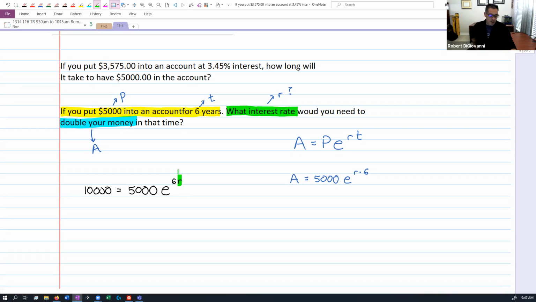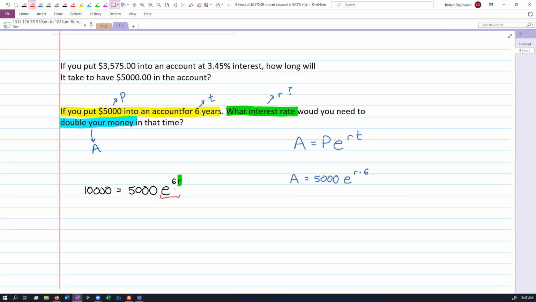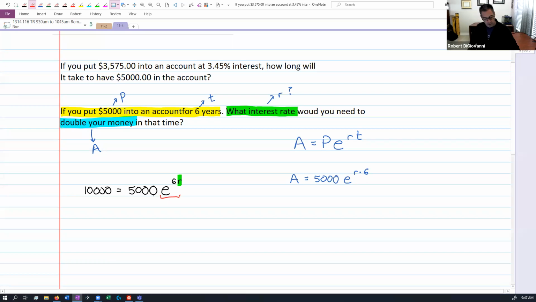So help me out. How are we going to do this? We need to get this by itself first. What's my first step? Divide by 5,000. Okay, good. We divide both sides by 5,000. This will give me 2 on the left side, and on the right side, e to the 6r.